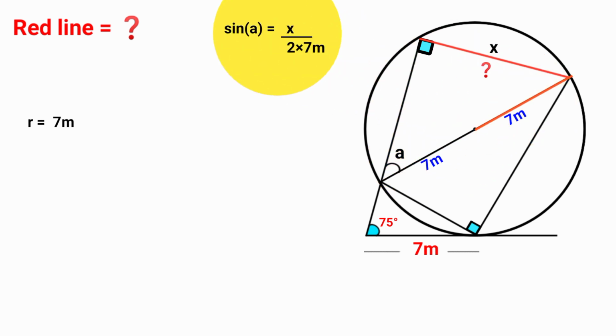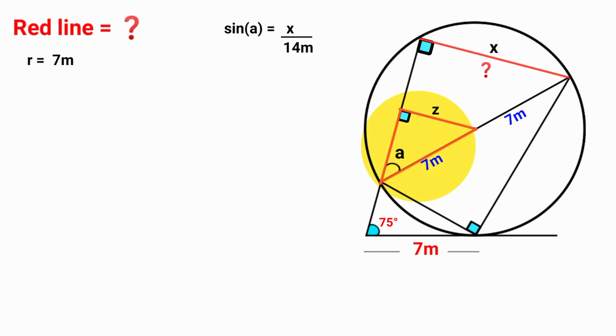Substitute here. Now sin A equals x over 2 times 7 meters. 2 times 7 meters is 14 meters. So sin A equals x over 14 meters. Now come to this chord here. Draw a line perpendicular to it, to the center. Assume its length to be z.